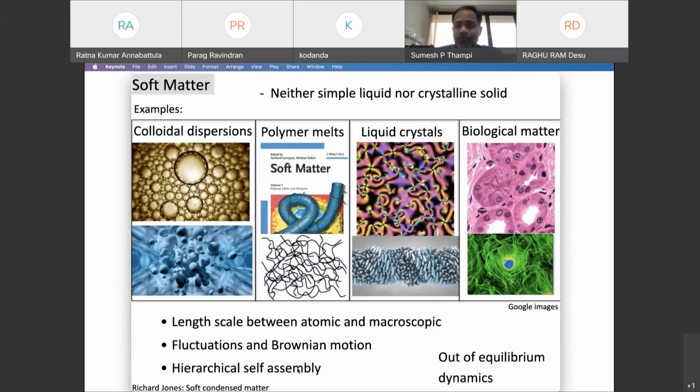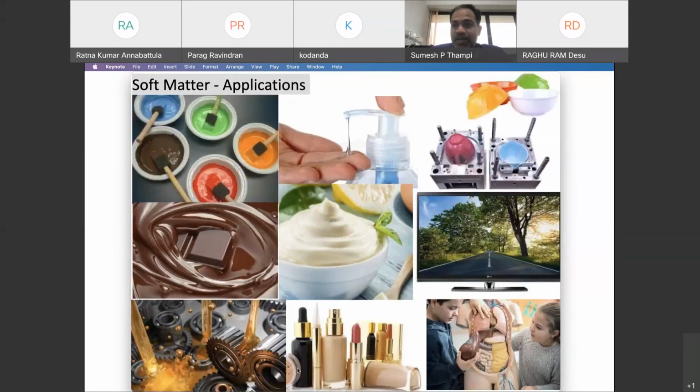Moreover, what I have been talking about so far is when the system is static, meaning that you are not applying an external force and you're just looking at what happens. But then things could become more interesting if you apply an external force. Then the system is driven out of equilibrium, and again complex dynamics happens. So why does one study soft matter?